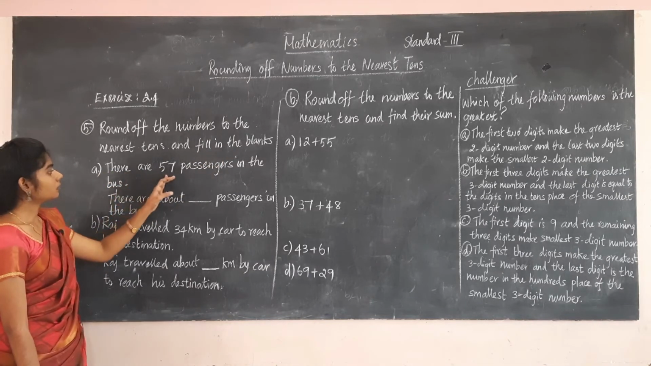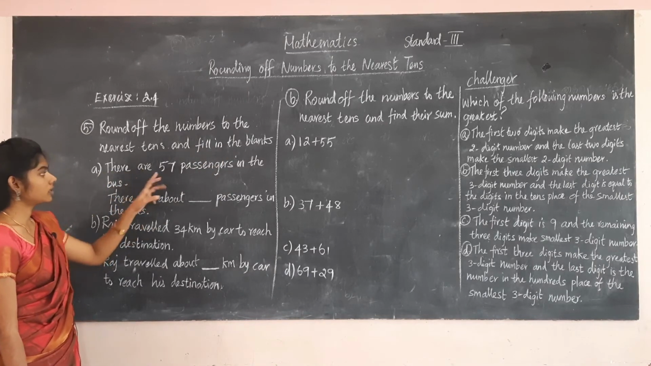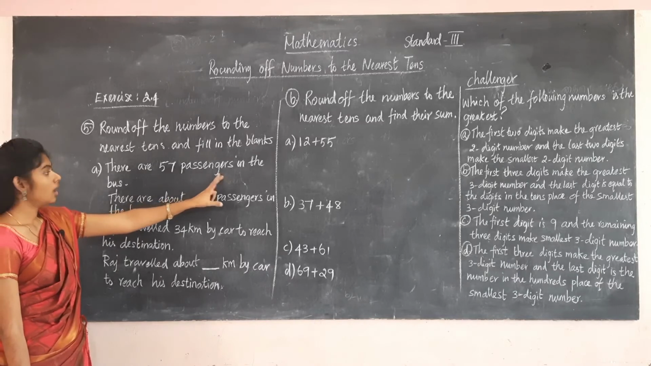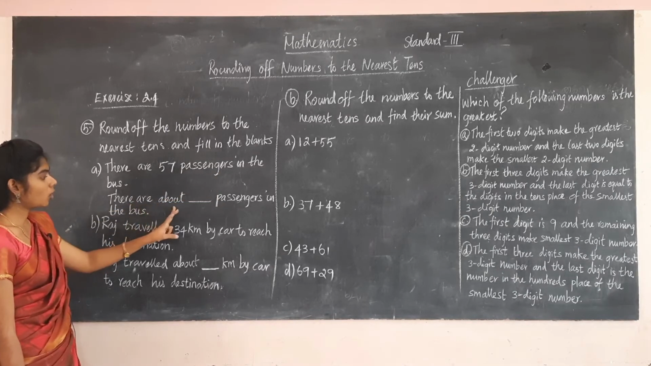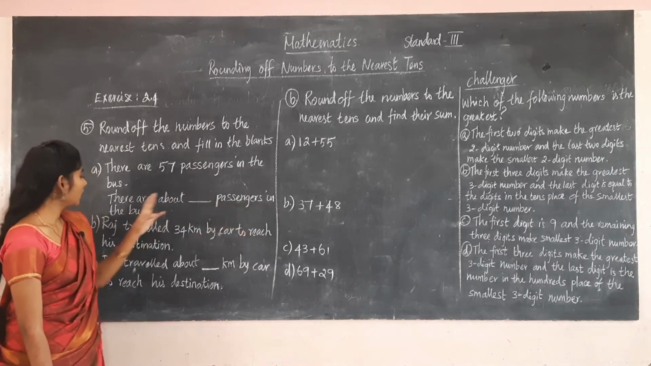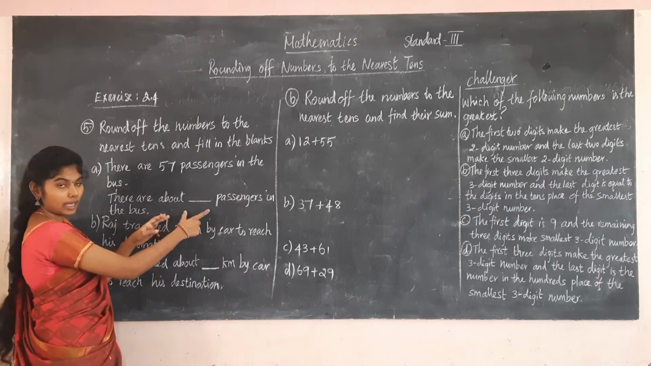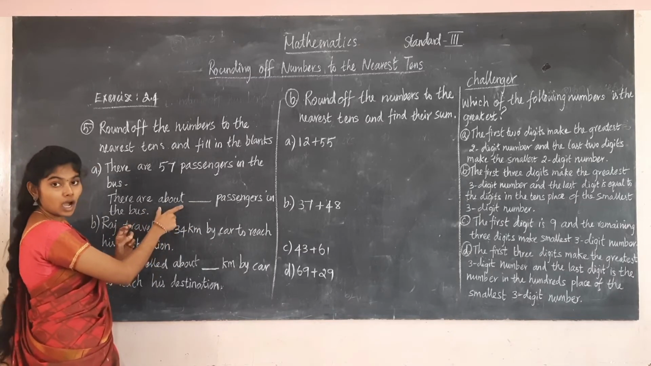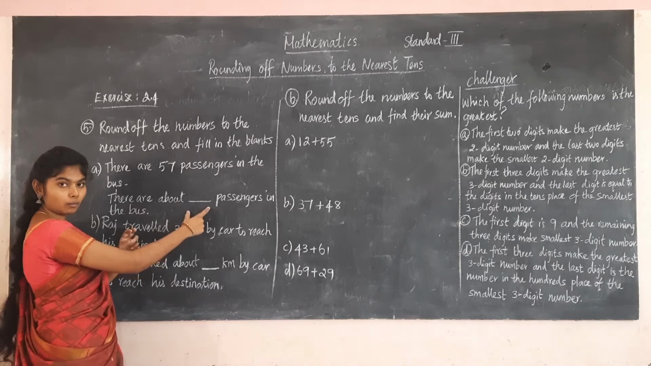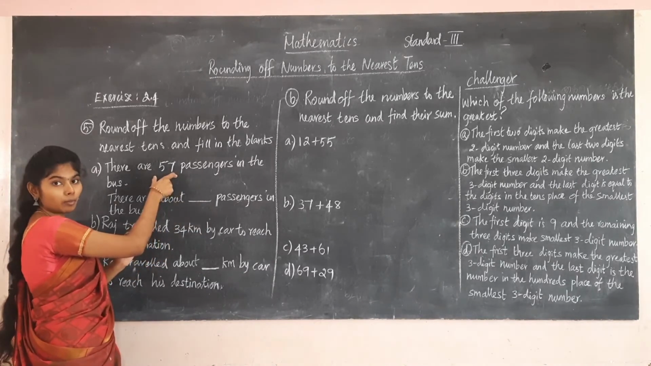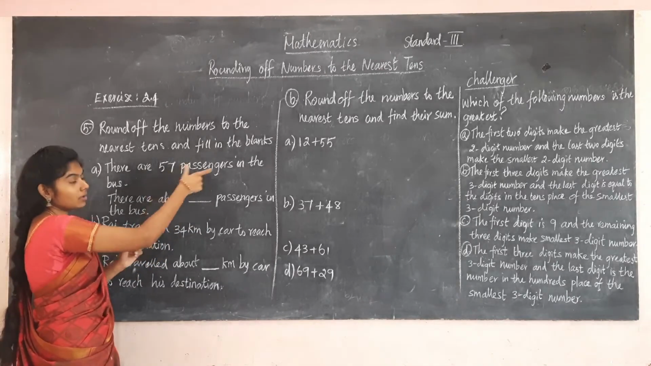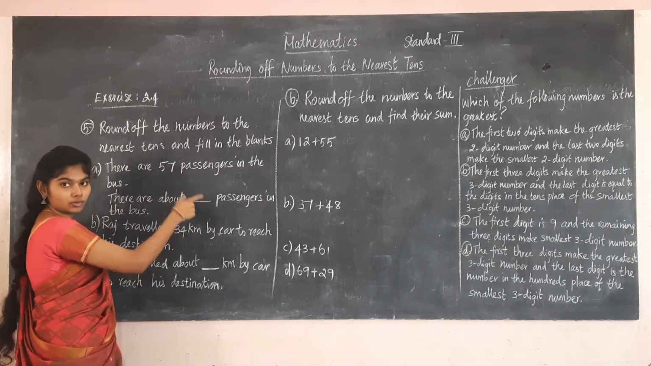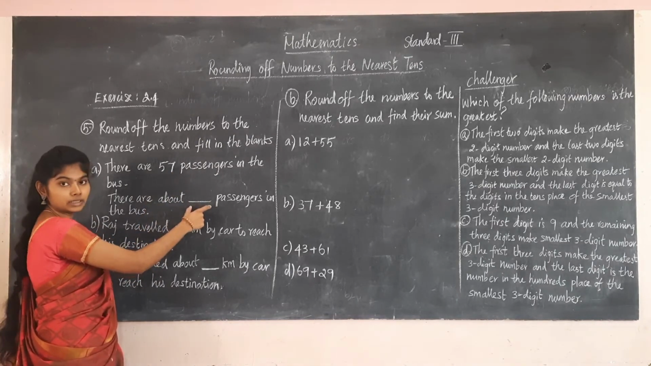There are 57 passengers in the bus. What is given? 57 passengers. And next, what is given? There are about dash passengers in the bus. Here there is a blank. Before the blank what is given? About. So you are going to write the number by rounding off the above number. What is given here? 57 passengers. So you are going to round off the number 57 and fill in the blank here.